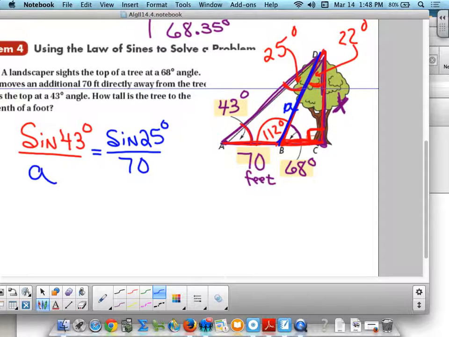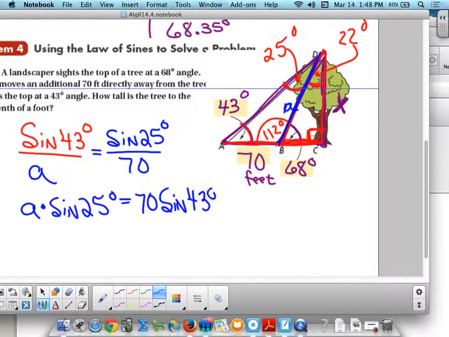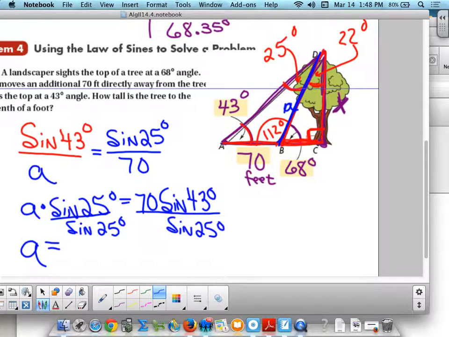So it's A times sine of 25 equals 70 times sine of 43. There's your work. Divide both sides by sine of 25. And this is just you being careful. Just don't mess up with your calculator. And you will get 112.96.